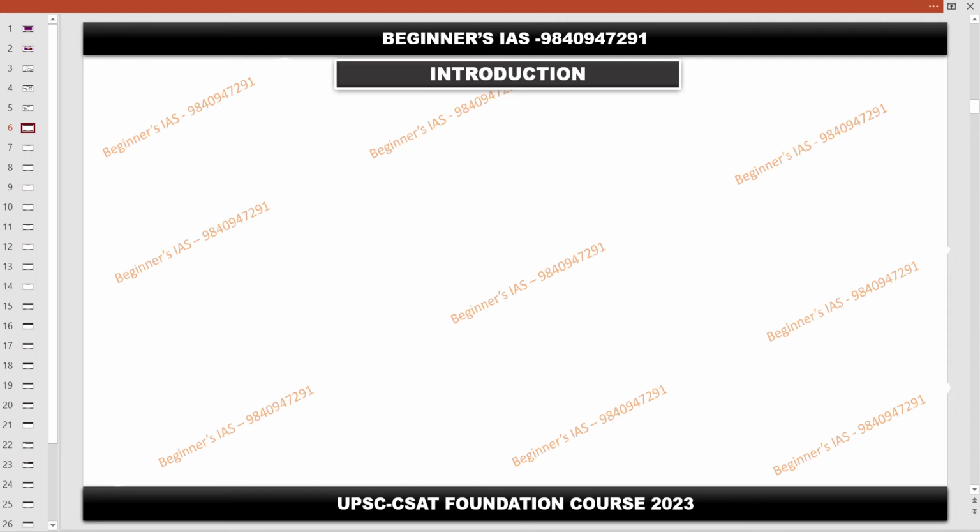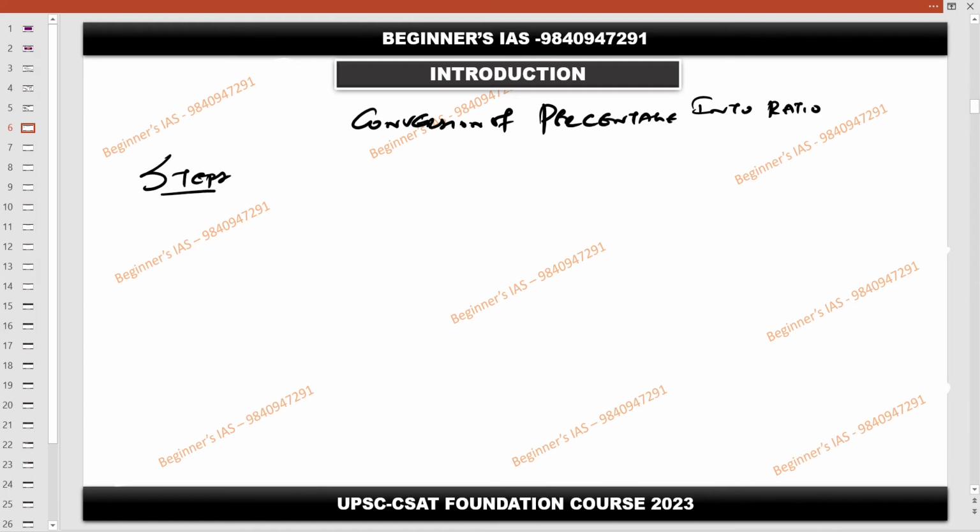Shall I move on to the next one? Yes, sir. Fine. So here, this is the concept called conversion of percentage into ratio. So first step, listen: first convert that percentage into a fraction. Then after converting into the fraction, convert it in terms of a ratio. Simple.